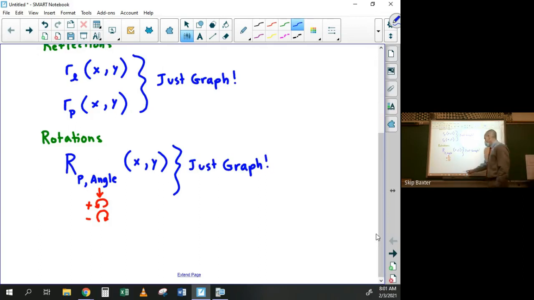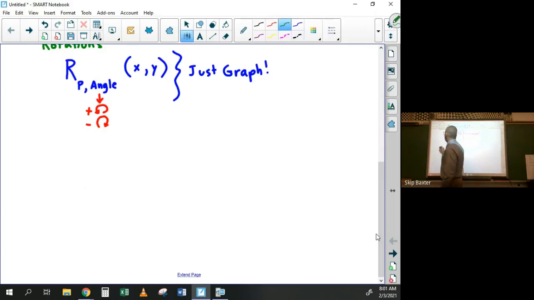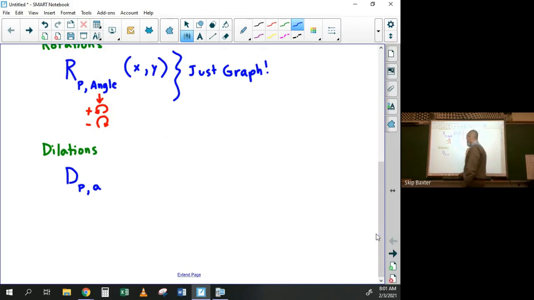And then the final basic transformation we talked about is dilations. And this is a change in size. So here the notation is capital D and then a point, which is the center of the dilation, and then the scale factor, a. This point P is the center of the dilation. That's the point that you're getting further away from or closer to. Center of dilation. And a is the scale factor.